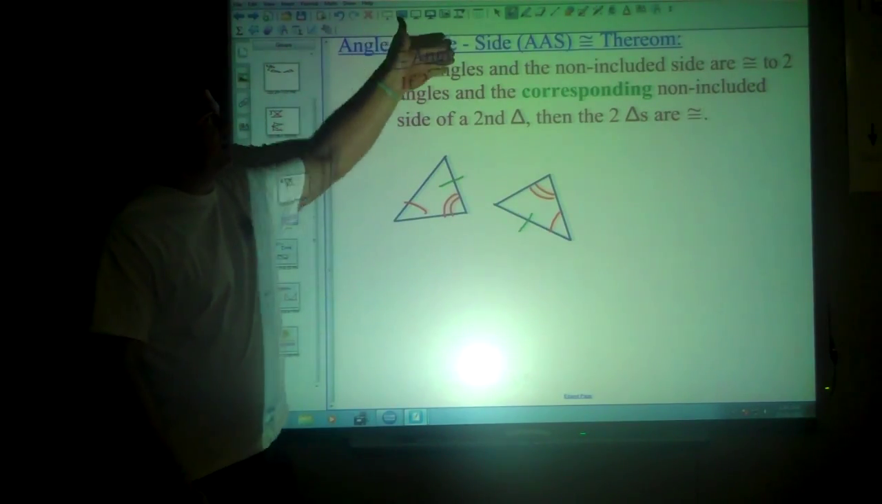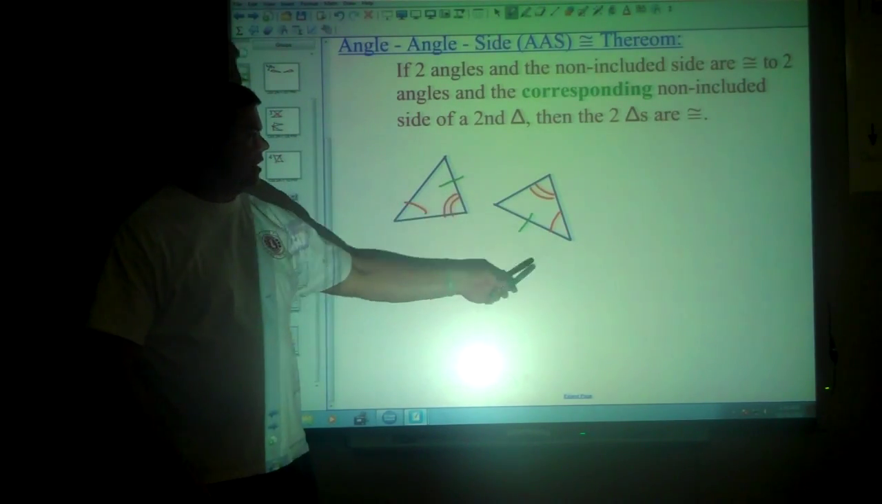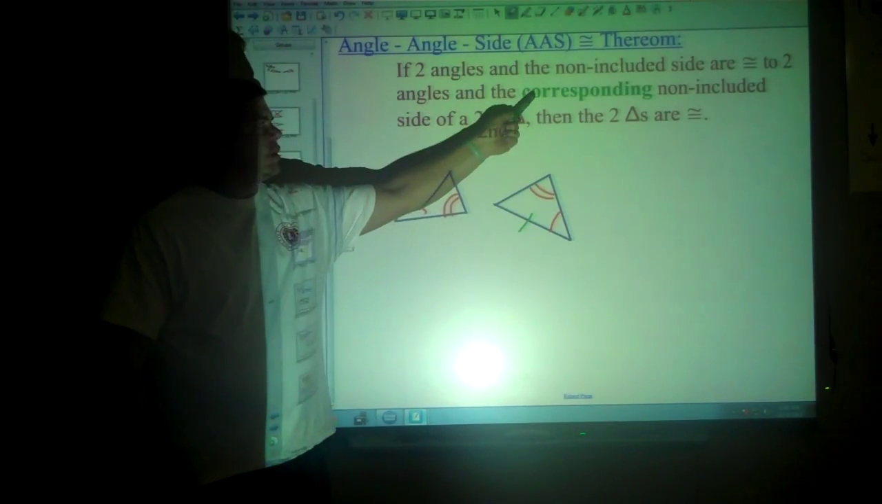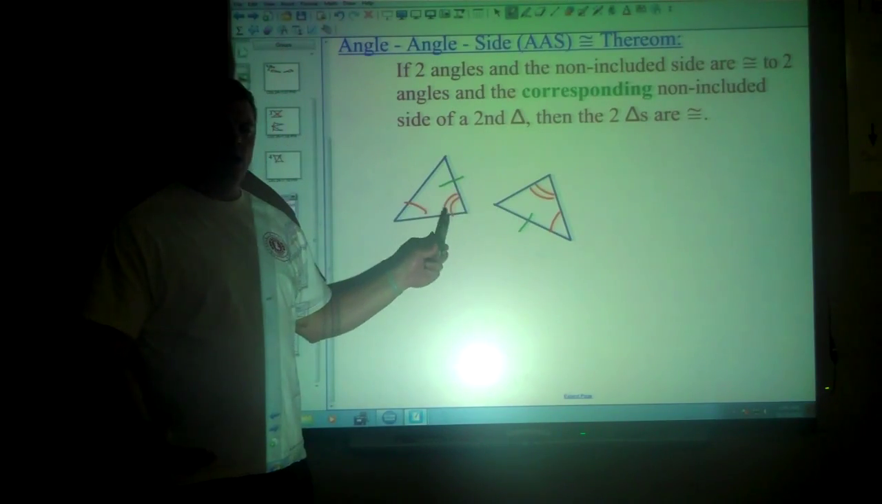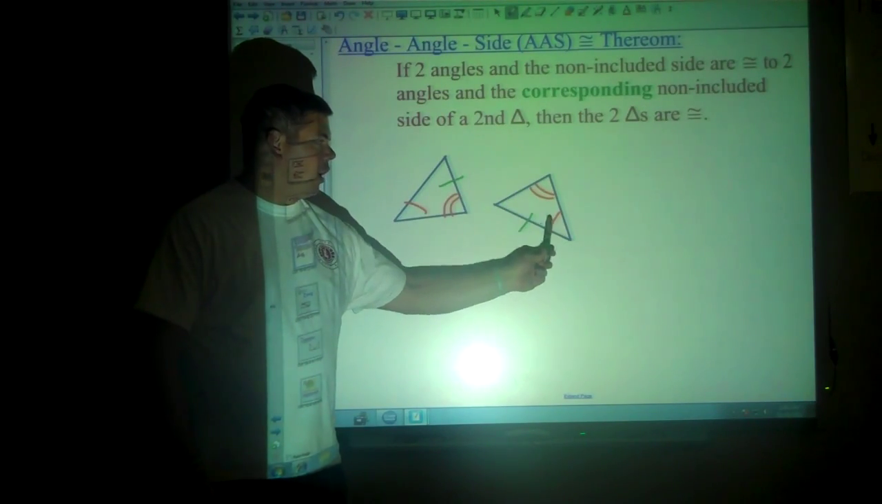This would not be an example of angle, angle, angle, side. You're thinking, but it has the angle, and the side, has the angle, and the side. True, but it's not corresponding. This side does not correspond with that side. How do you know that, Mr. Gorey? Because this is going from the arc, the angle I don't know, into the one with one arc.